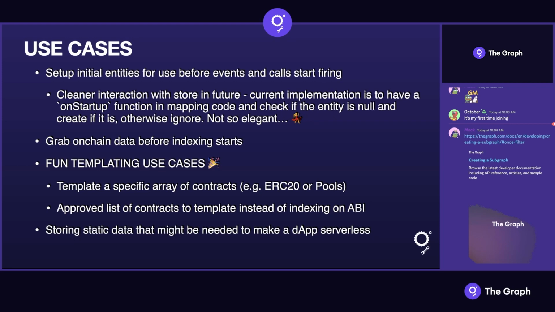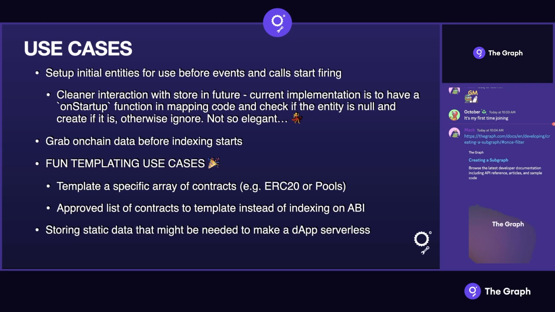You could essentially have a subgraph that only tracks a subset of ERC20 contracts or pools or whatever, and you could specify this in an array instead of setting up 20 different data sources for each one. Or if you don't want to start indexing off an ABI, because as we know, if you leave out the contract address in a data source, it will match on ABI. So this sometimes has a little bit of weird side effects because you're essentially grabbing every single one.